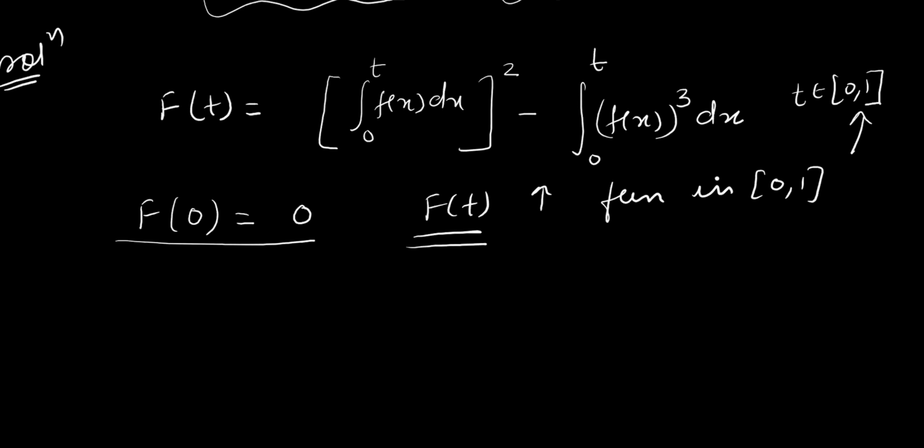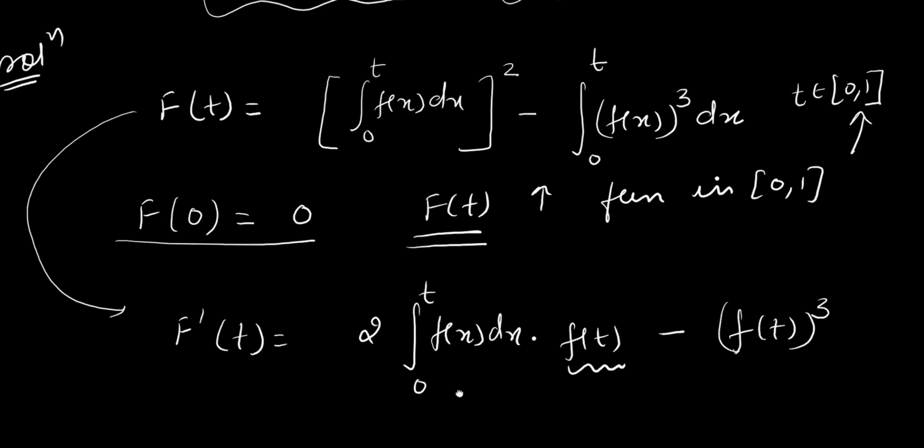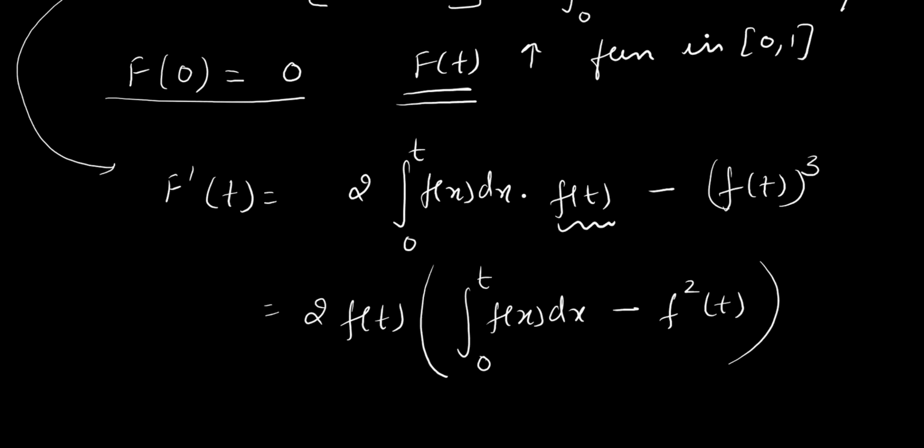To prove that a function is increasing, you take its derivative, and yes, the Leibniz rule tells us how to take the derivative. So I'm going to differentiate both sides. The right hand side gives 2 times integral 0 to t of f(x) dx multiplied by f of t, using the Leibniz rule, minus f of t whole cubed. That means you can take 2f of t common, and you are left with integral 0 to t of f(x) dx minus f squared of t. Correct? This is what we are left with.